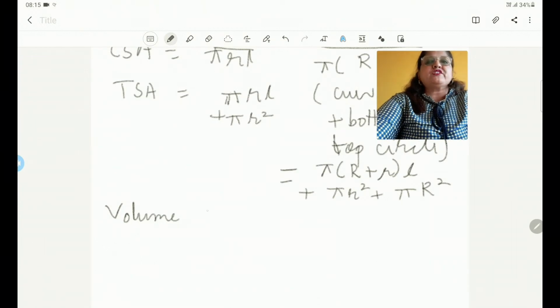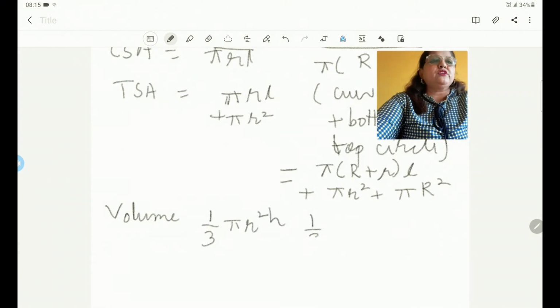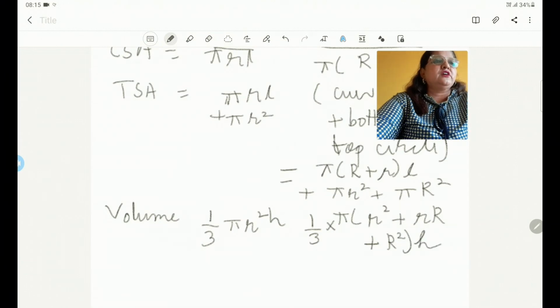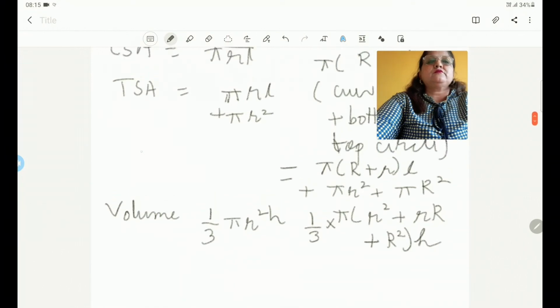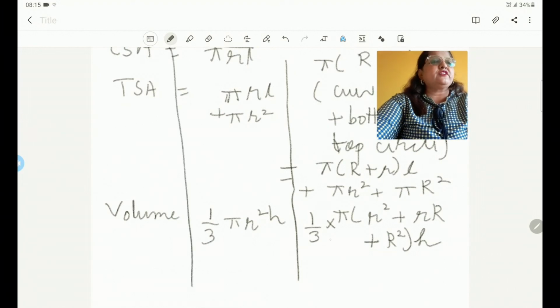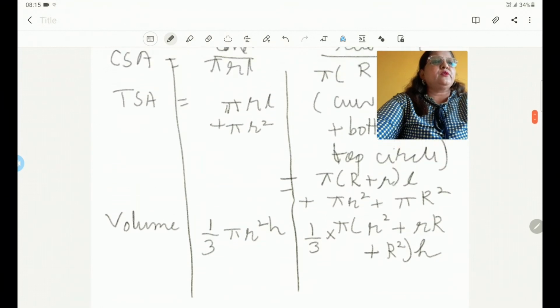And for the volume of the frustum of a cone, the formula for a cone is what? 1 by 3 pi r square h. But for the frustum of the cone, it will be 1 by 3 pi h times (r square plus r R plus capital R square). Let's draw a line to differentiate. This is the formula for the volume of the frustum of a cone: 1 by 3 pi (r square plus rR plus R square) into h.